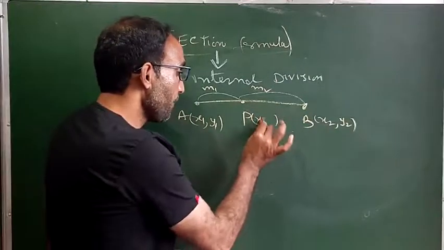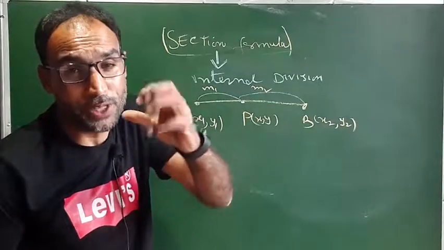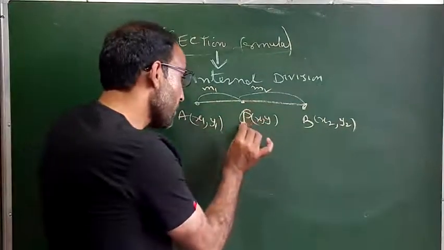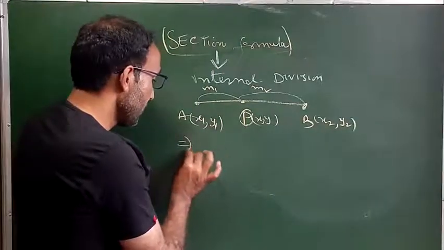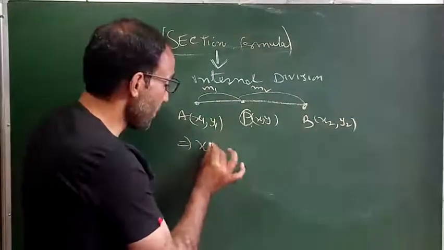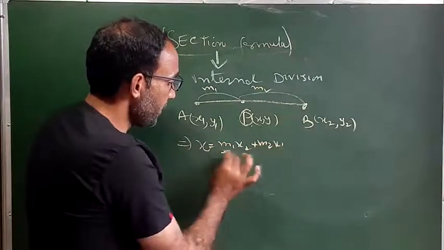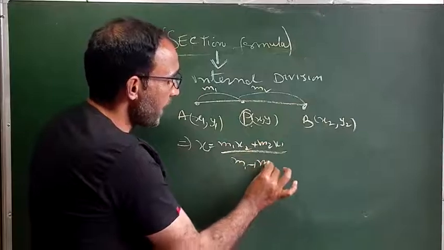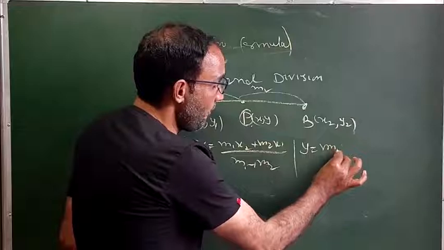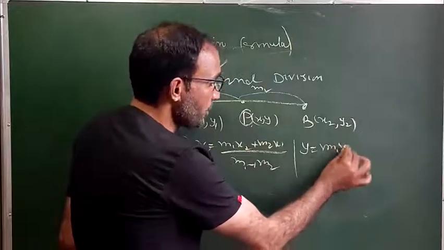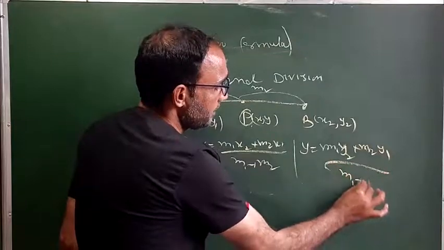Then what are the coordinates of this point of division? The point of division is point P. Keep in mind, the x coordinate is (m1 x2 plus m2 x1) upon (m1 plus m2), and the y coordinate is equal to (m1 y2 plus m2 y1) divided by (m1 plus m2).